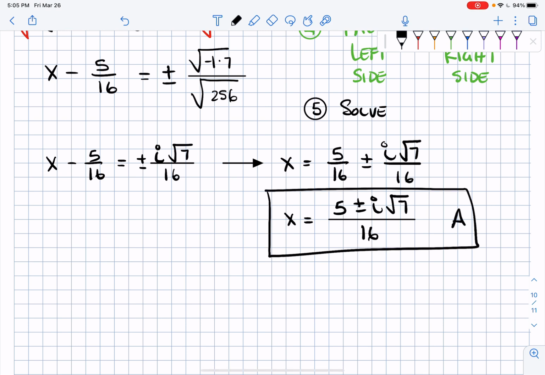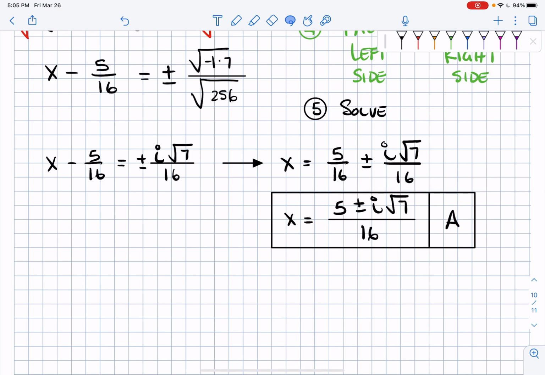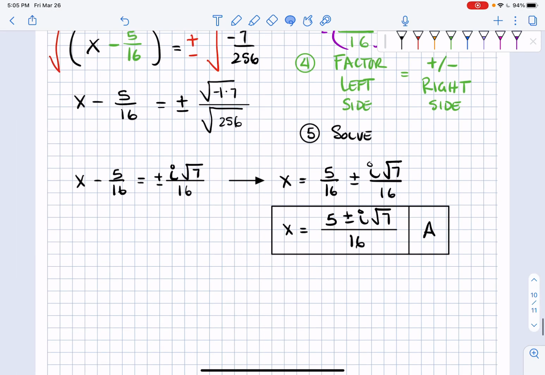And there we go. Oh, too close. Okay, boom, boom, and there we go. Let me move the A in the center. All right, so there we go.